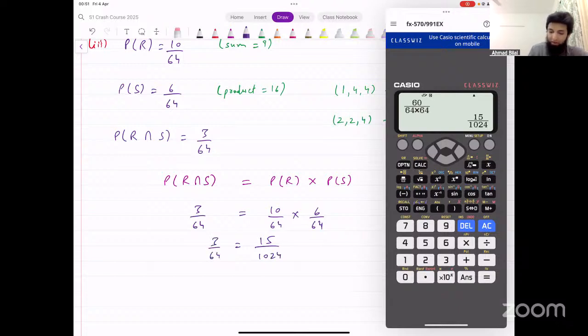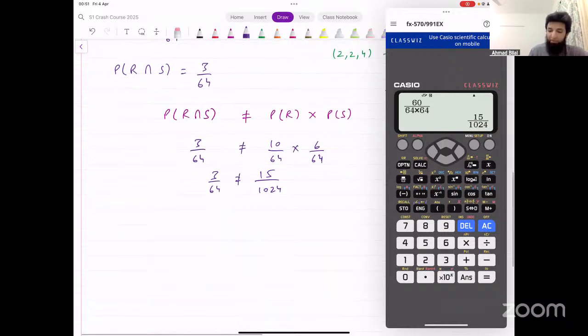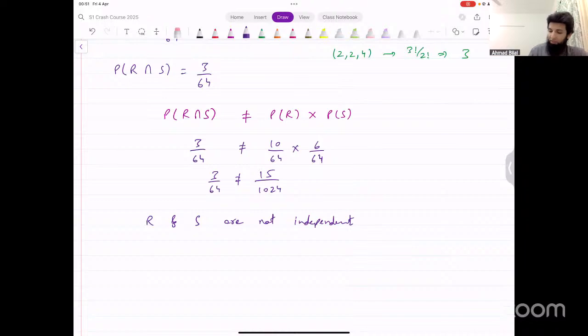They are not equal to each other. If they're not equal to each other, that means they are not independent. If they turn out to be equal, then we would say they're independent. If they're not equal, we say they are not independent. And that's what we had to do in this part. These two events are not independent.